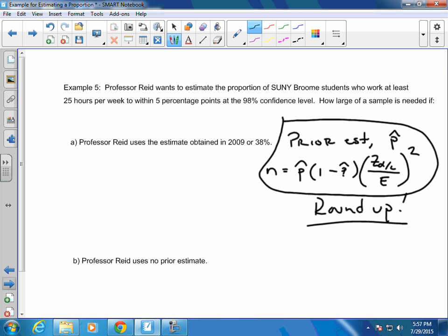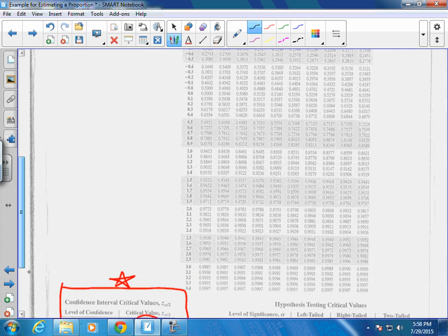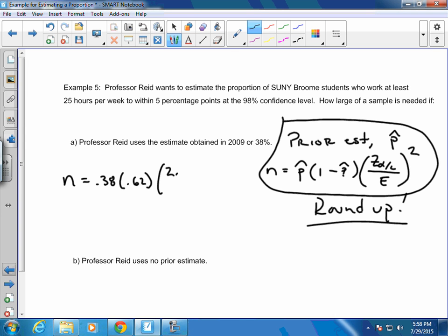So in this case, I'm going to use my previous estimate of 0.38 times 1 minus 0.38, which would be 0.62, times, well, what's the critical z for 98% confidence? We're going to look it up on the table here. 98% confidence, that's 2.33. And as usual, if it's 5 percentage points, that's 5%, but we want to use the decimal equivalent of that, 0.05.